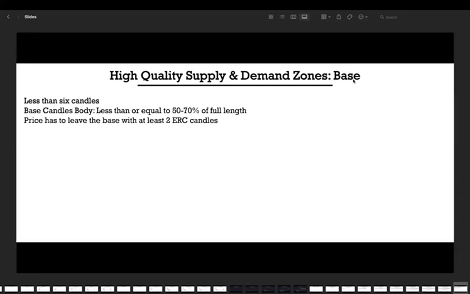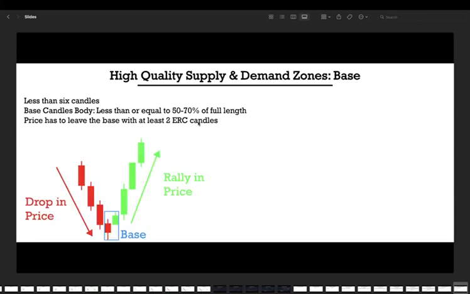So the first one is the base. And here I have a kind of criteria for a high quality base. In the base, we need to have less than 6 candlesticks. Base candlestick body needs to be less than or equal to 50 to 70% of the full length of the candlestick. And price has to leave the base with at least 2 ERC candlesticks. So you already know what is ERC: 2 extended range candlesticks, 2 massive big body candlesticks need to leave the base zone.